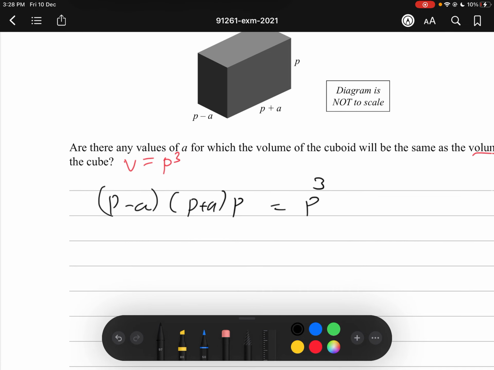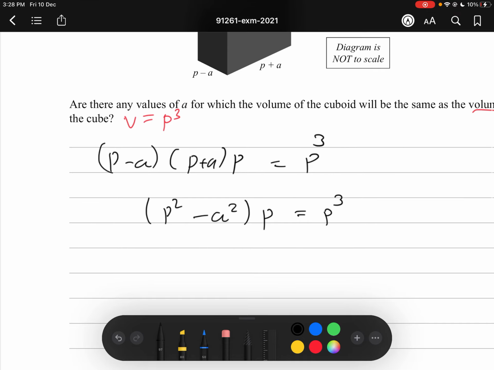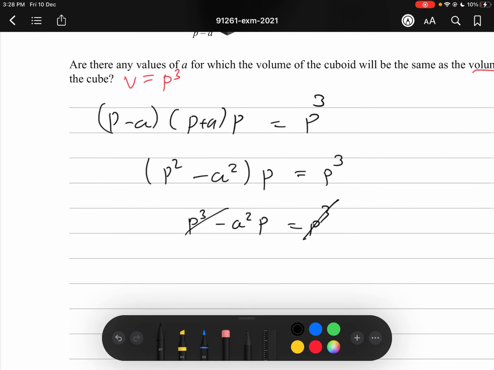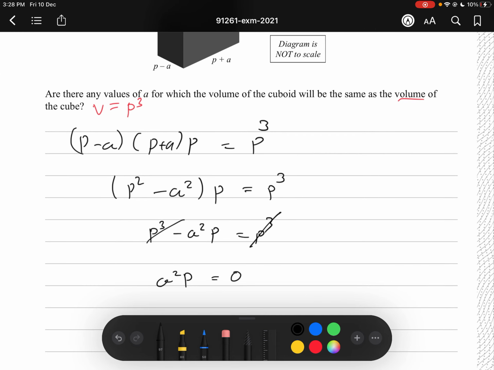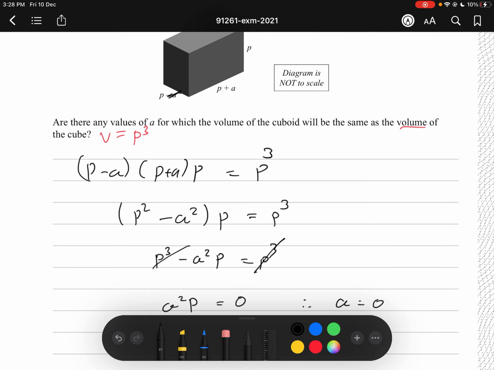So all we need to do is expand out. We have p squared, negative ap plus ap is 0. So we have p squared minus a squared, times p, equals p cubed. If we multiply through by p, we'll get p cubed minus a squared p equals p cubed. The p cubed cancel each other out, and a squared times p equals 0. So clearly we can see that the solution is a equals 0. And if a equals 0, it's just a cube, right? Then that'll just be p times p times p, which is a cube.